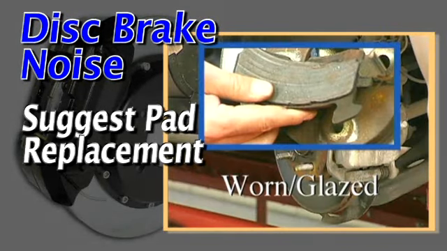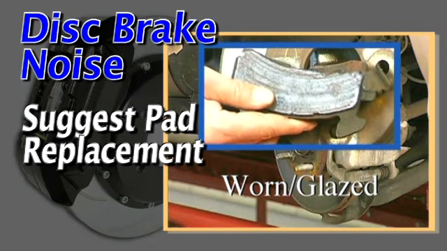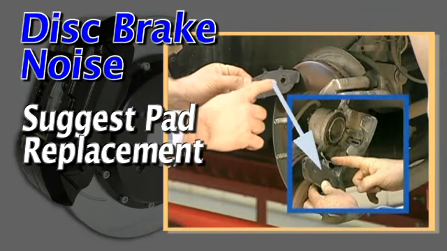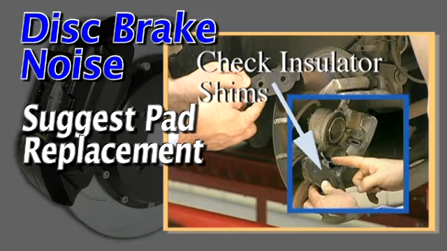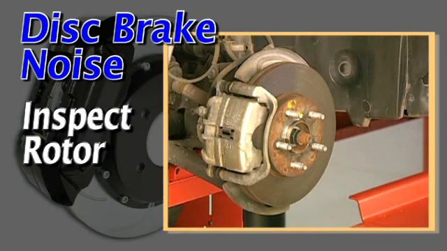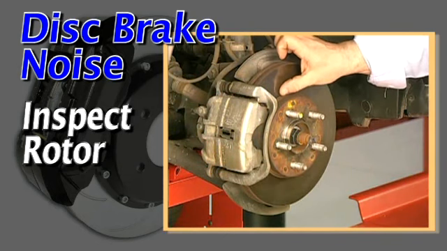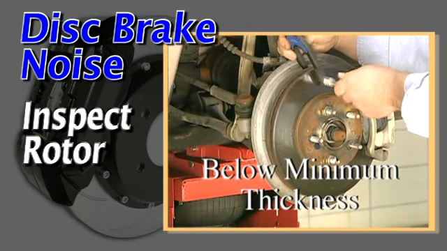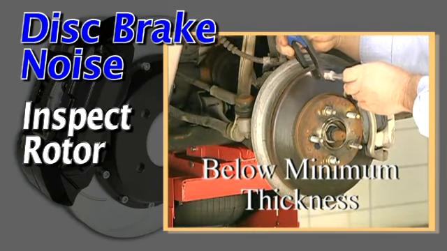Check for excessively worn, contaminated, or glazed pads. In some instances, an insulator shim may be out of position or missing. Inspect the friction surfaces of the rotor. Look for heavy scoring or a rotor worn down below minimum thickness specifications.